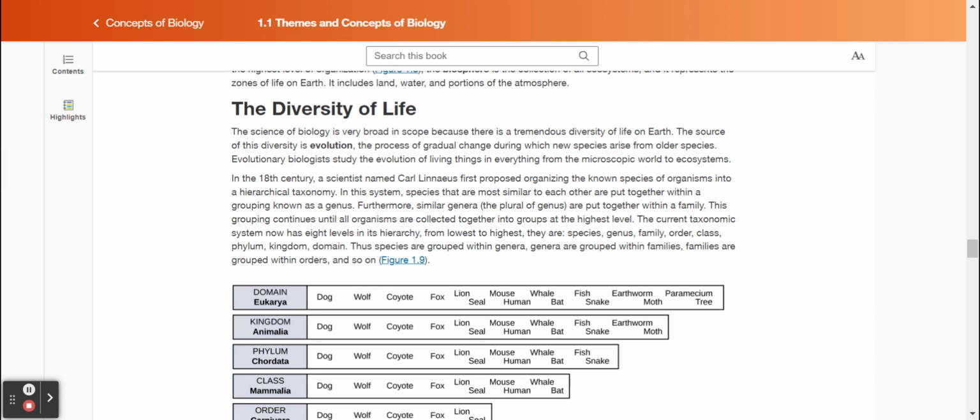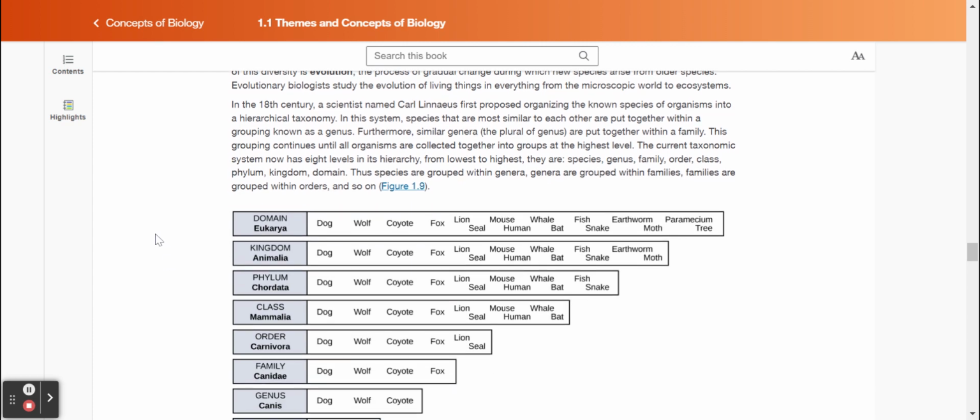In the 18th century, a scientist named Carl Linnaeus first proposed organizing the known species of organisms into a hierarchical taxonomy. In this system, species that are most similar to each other are put together within a grouping known as a genus. Furthermore, similar genera, the plural of genus, are put together within a family. This grouping continues until all organisms are collected together into groups at the highest level.